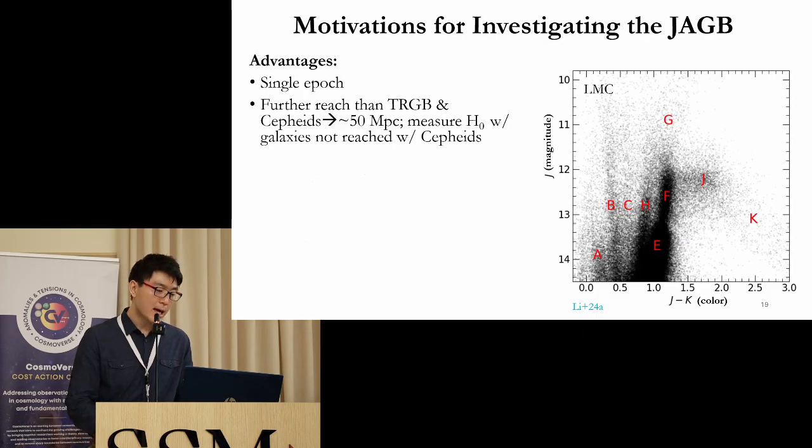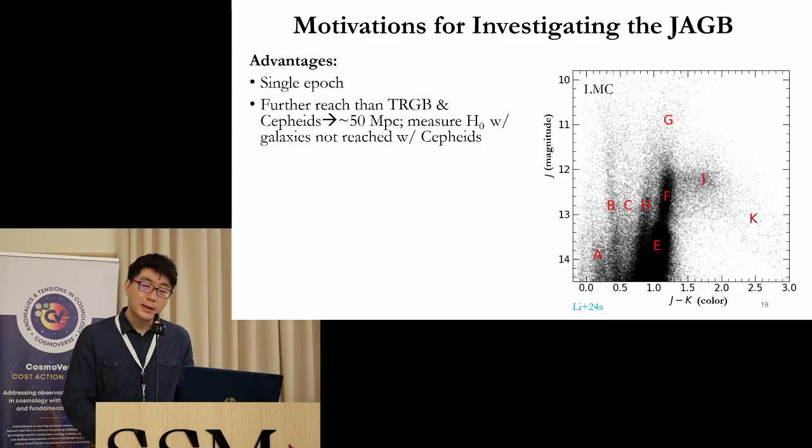So the JAGB does have several advantages, including that it requires only a single epoch to observe, and that's in contrast to maybe Cepheids, which require about a dozen to constrain their periods. In addition, the JAGB has the potential to reach further than both the TRGB and Cepheids. For the TRGB, the JAGB is about 1 to 2 magnitudes brighter. And for Cepheids, well, Cepheid amplitudes decrease with redder wavelengths, and that makes discovering new Cepheids with the James Webb Space Telescope extremely difficult, because their amplitudes become similar in size with photometric uncertainties.